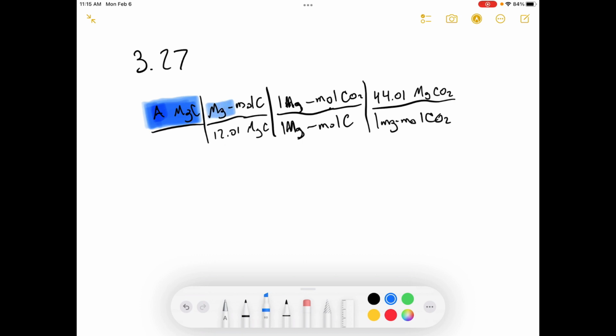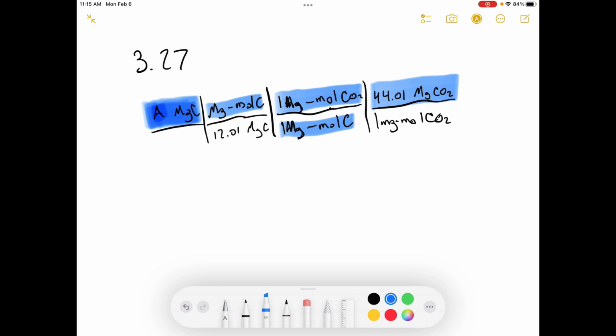So we have a certain number of megagrams of carbon. We get a megagram mole of carbon. For every 1 megagram mole of carbon, we have 1 megagram mole of carbon dioxide, or 1 megagram mole of carbon monoxide, or 1 megagram mole of methane, because each one of those species only has 1 carbon in it. Now, if a certain species had multiple carbons in it, then this ratio would be a little bit different. But since all of our species only have 1 carbon in them, this ratio is the same for each species. And then the only thing that would change is the molecular weight of the species.